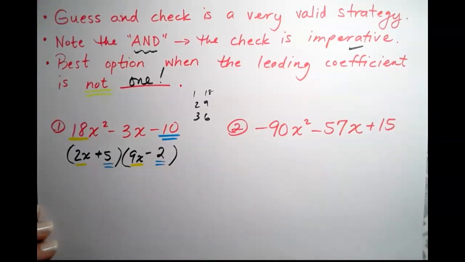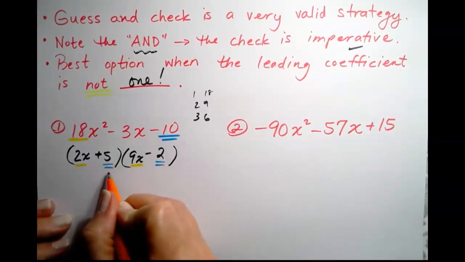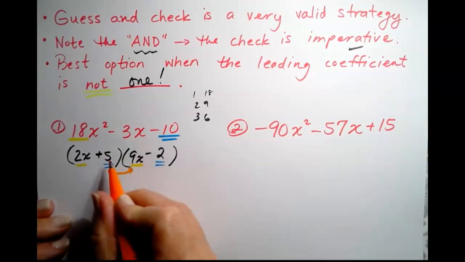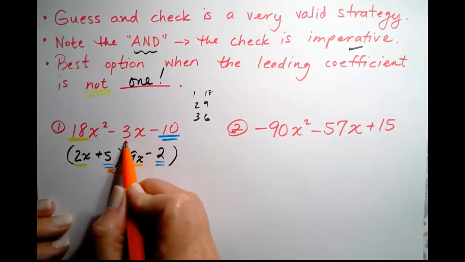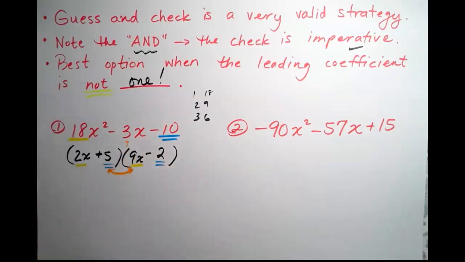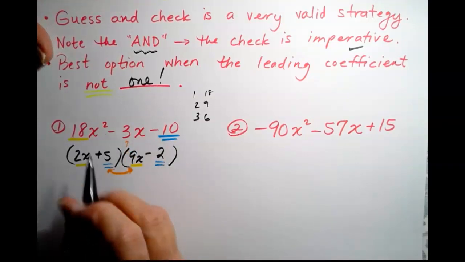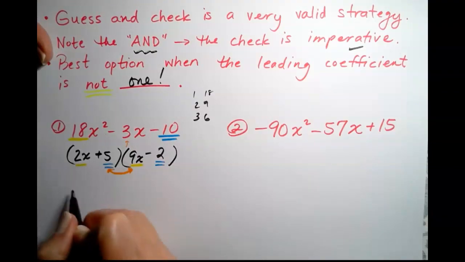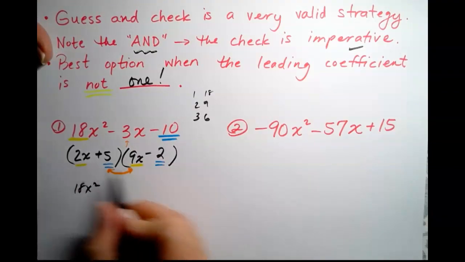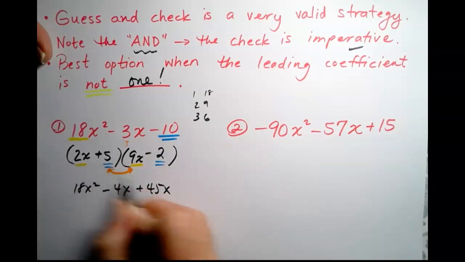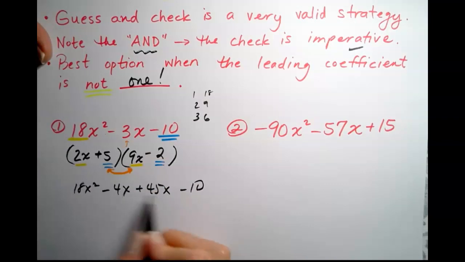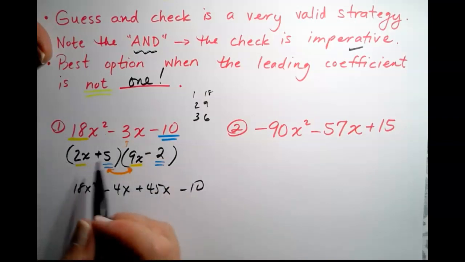Now, right away, here's something I can see. My inner terms, 5 times 9 is going to give me 45, which is way far from negative 3x. I can already see this isn't going to work. But let's go ahead with a full check, and then we'll make a better guess. So, 2x times 9x, 18x squared, 2x times negative 2, negative 4x, plus 45x, minus 10. So we don't get a negative 3 in the middle, so this doesn't work.